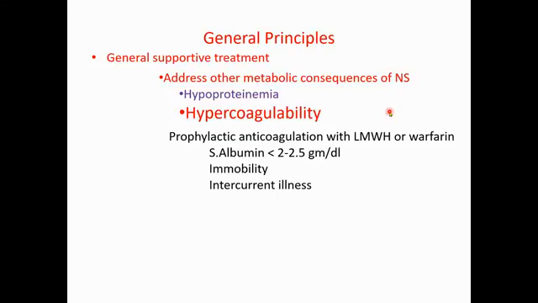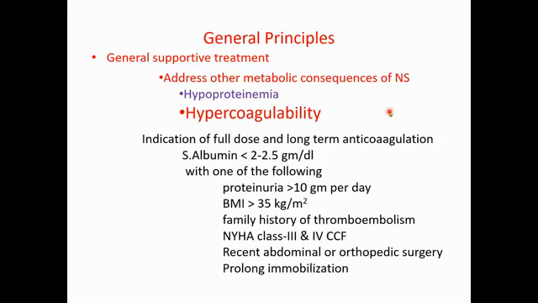Hypercoagulability: the nephrotic syndrome patient is more prone to develop deep vein thrombosis. Prophylactic anticoagulation is needed with low molecular weight heparin or warfarin if the serum albumin is less than 2 to 2.5 gram per dl, with immobility or intercurrent illness. These are the indications of full dose or long-term anticoagulation.